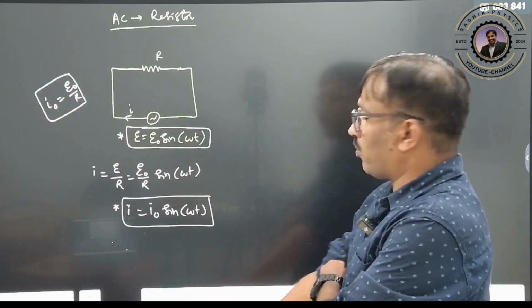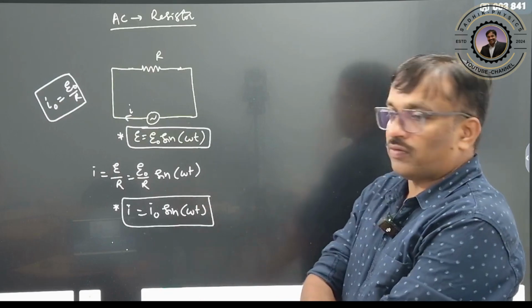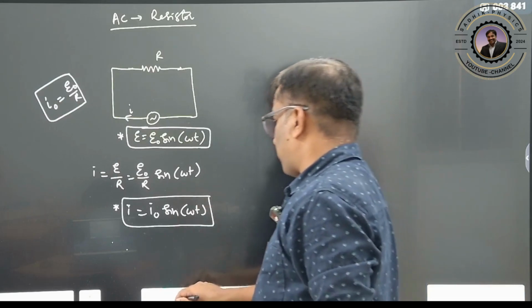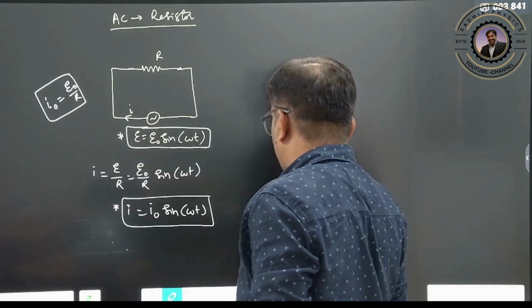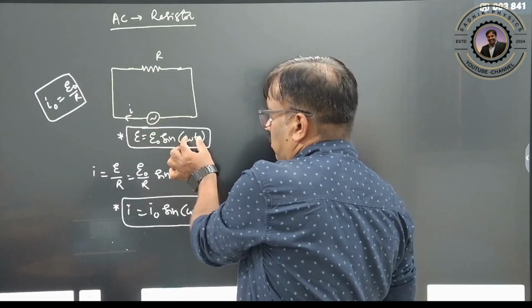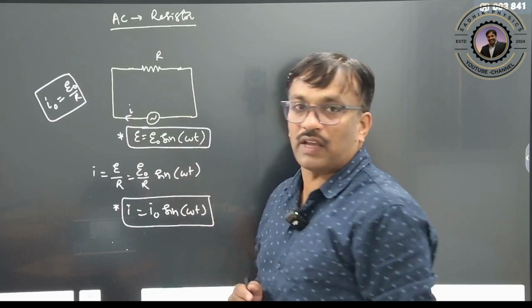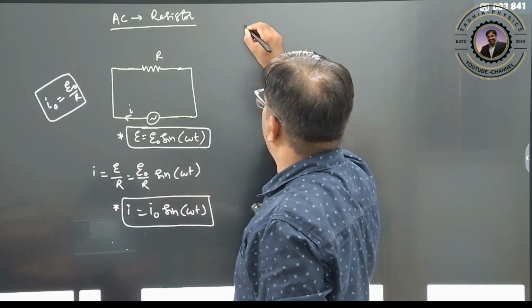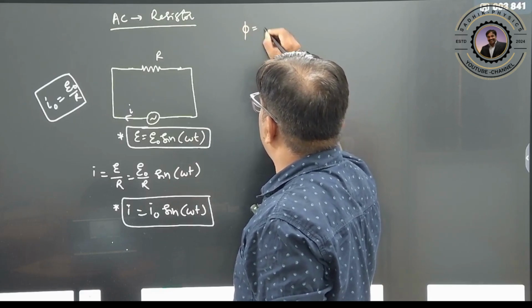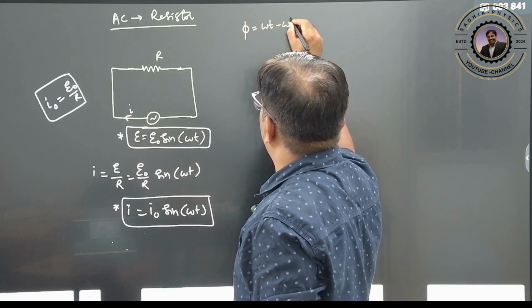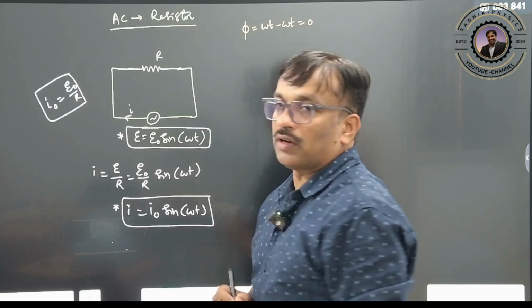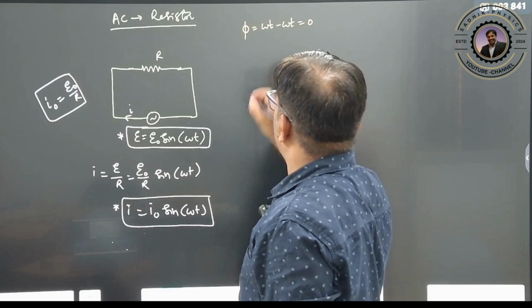Let us do some numericals after this, one by one. So now let us see this one. What do you observe here? The voltage also has the same phase, and the current also has the same phase. Therefore, what will be the phase difference here? Phase difference is nothing but omega t minus omega t, which is equal to 0. Clear? So phase difference is 0.